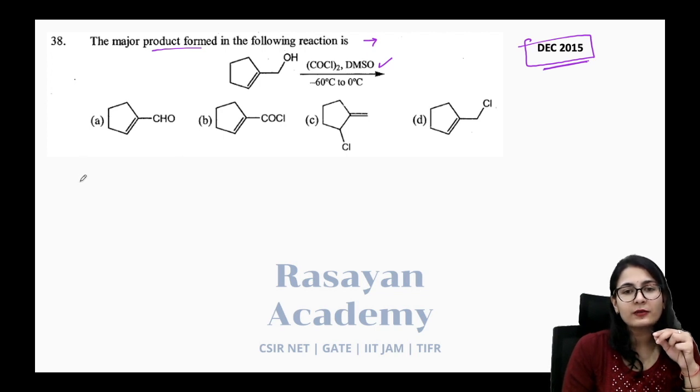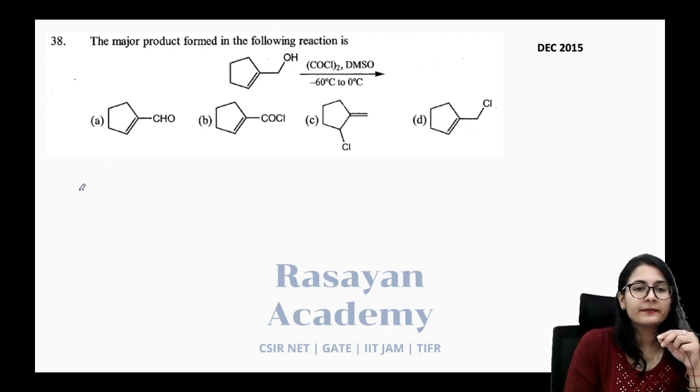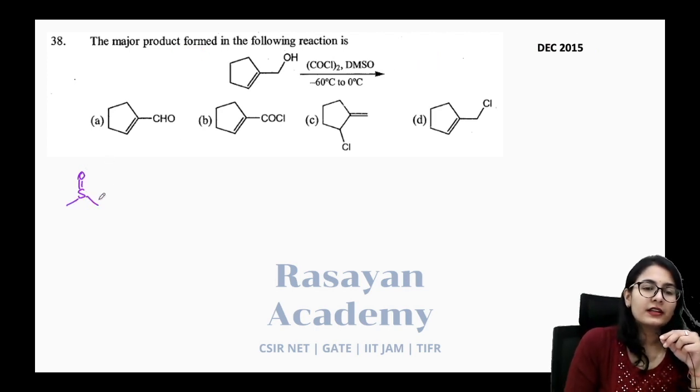So this is a very nice question, guys. DMSO and COCl2, what is the process? Yes, this is dimethyl sulfoxide, for example. Dimethyl sulfoxide in the presence of oxalyl chloride.